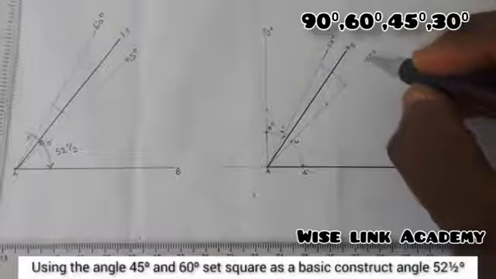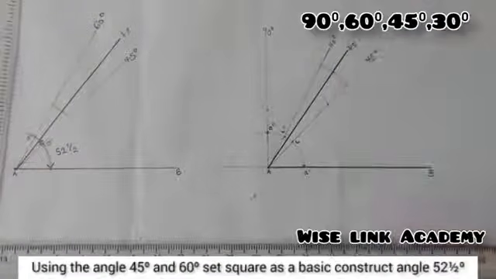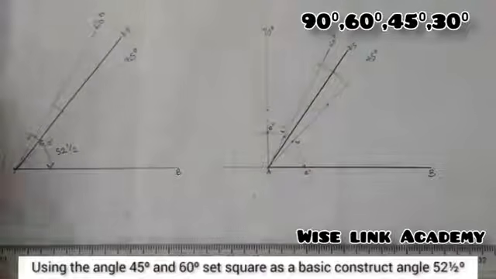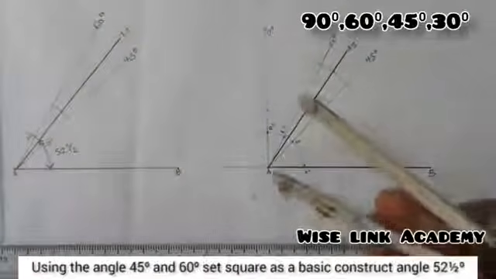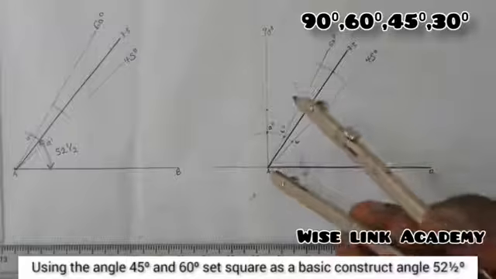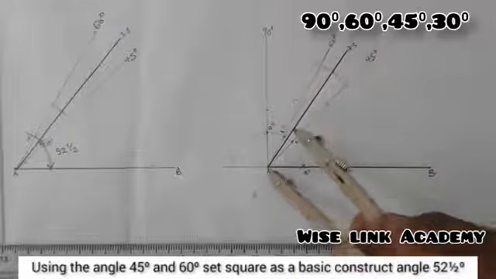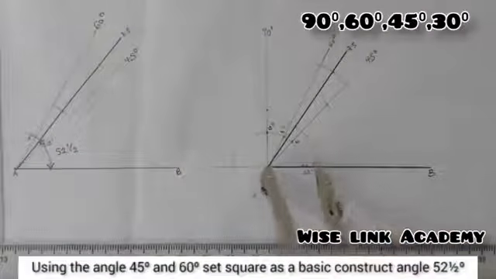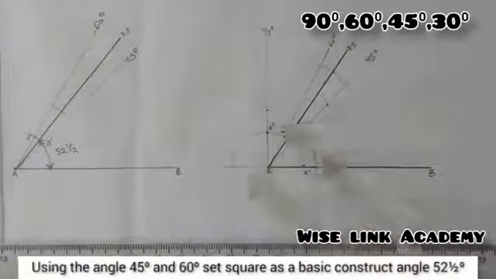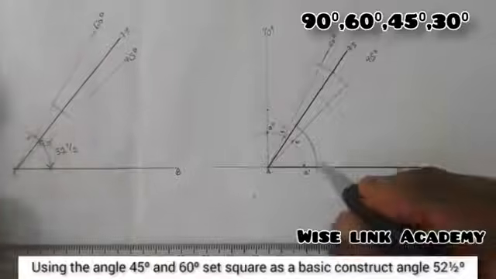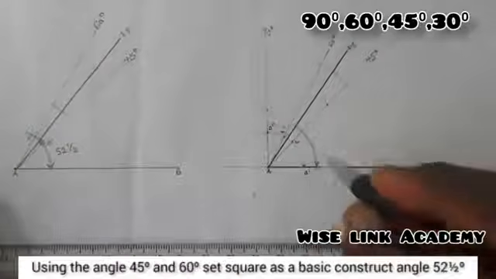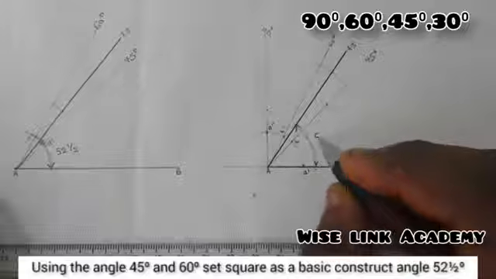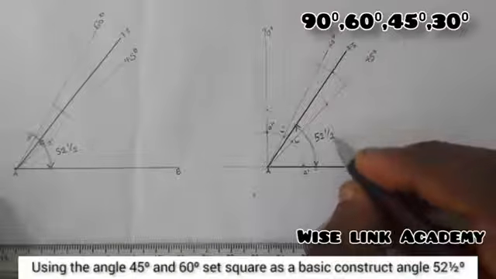If I add them together, I will get 52 and a half. So therefore, the angle from this point here to this point is going to be 52 and a half. From this point here to this point, 52 and a half.